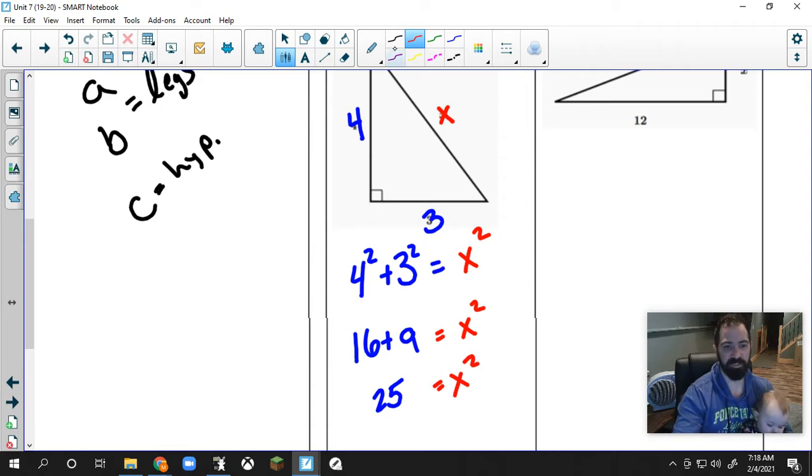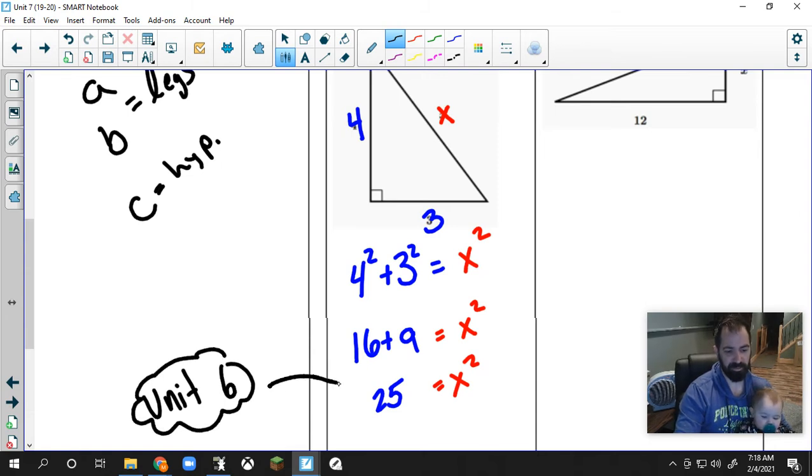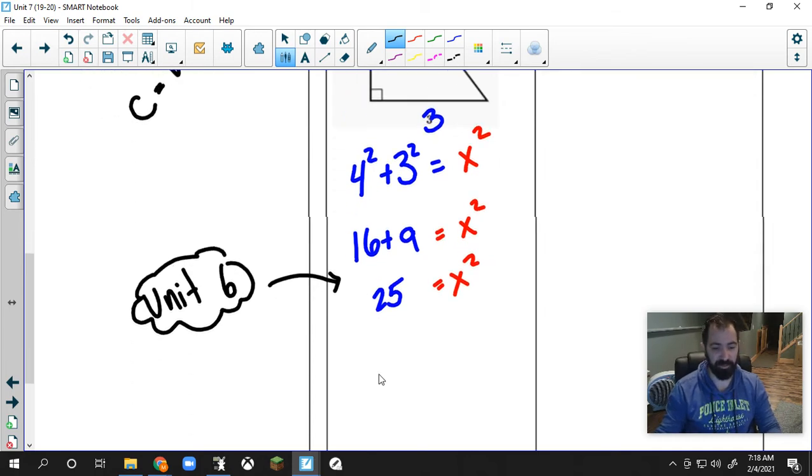And if you remember from Unit 6, we solved these type of problems where we had a square on one side and a number on the other, and you were trying to find out what the value of x is. So to do that, you need to do the opposite of squaring, and the opposite of squaring is to take a square root. So if I'm going to find x squared, I need to undo that by taking the square root of both sides.